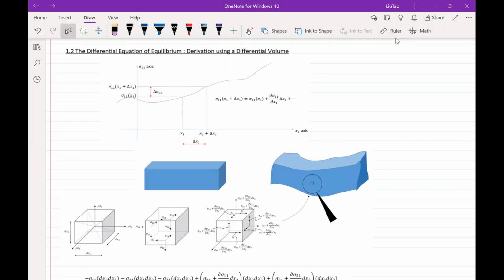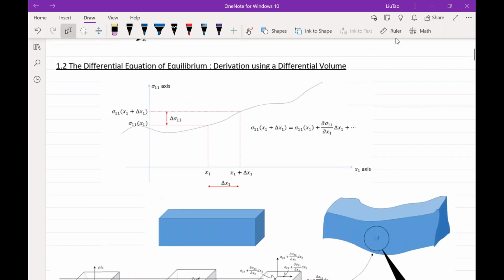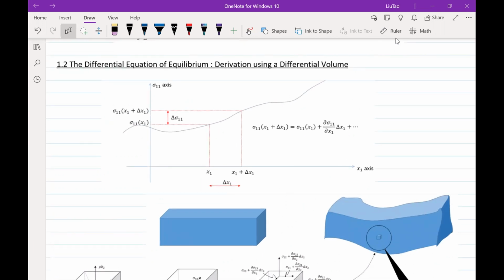Now let's take a look at a differential equation of equilibrium in a continuum. We are going to extract a differential volume and look at it under the microscope. In order to develop differential equations of equilibrium, we need to assume that the stress in the continuum is smooth and that it is differentiable. Let's take a look at an example here. If we plot the relationship between sigma 1,1 along the x1 axis, we can see that stress is a continuous function that is differentiable. When given a position such as x1, then we can get the stress at this particular point, sigma 1,1 x1.